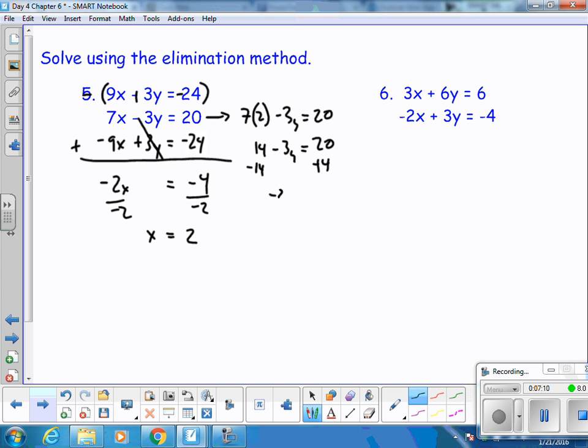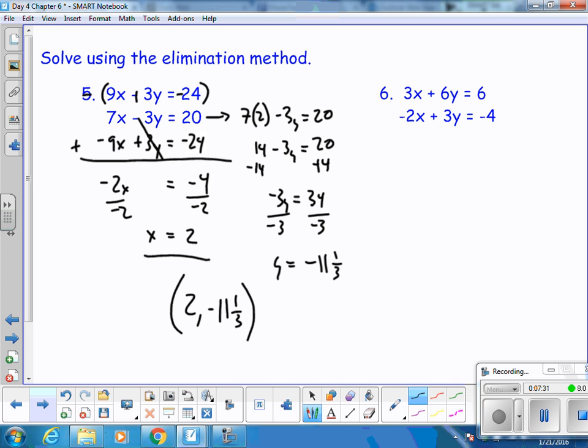Subtract 14 from both sides. End up with 34. Divide by 3. Y equals negative 11 and 1/3. And I have my solution. This does have an intersection. I knew it had an intersection early, as soon as I saw that I have a solution for x. Since I have one of those, I know that this does indeed have an intersecting point. And I just needed to find my y.